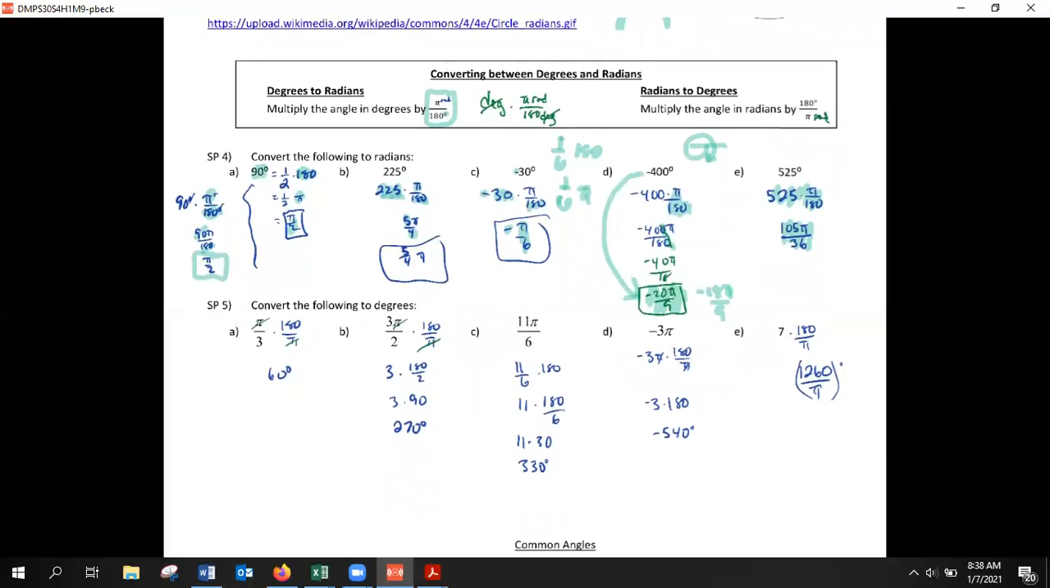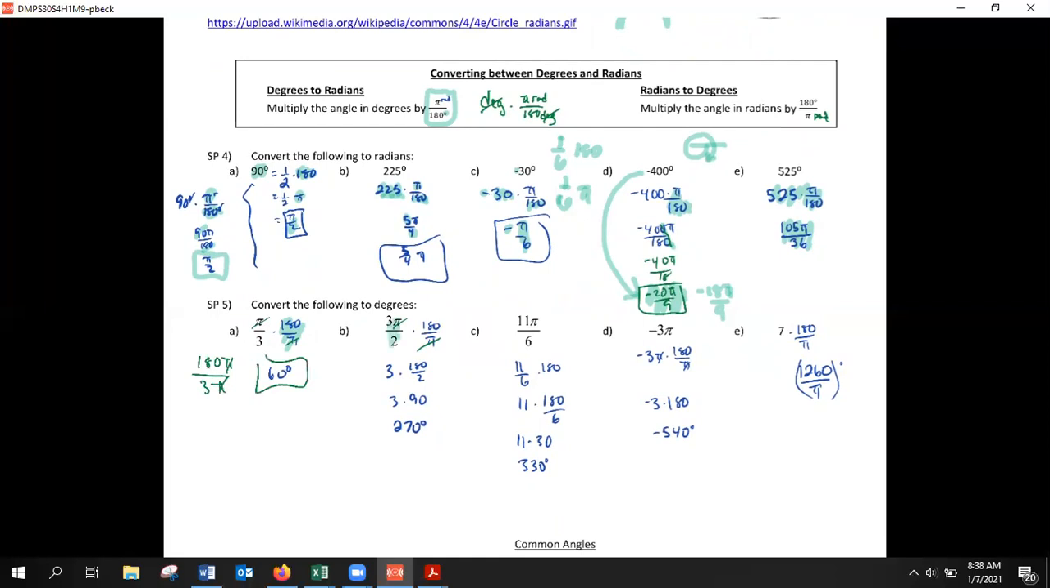Going back to degrees, pi over 3. Officially, we multiply by 180 over pi. So pi over 3 times 180 over pi. If you want to do it in a clunky manner, 180 pi over 3 pi. Pi is reduced. 180 divided by 3 is 60.